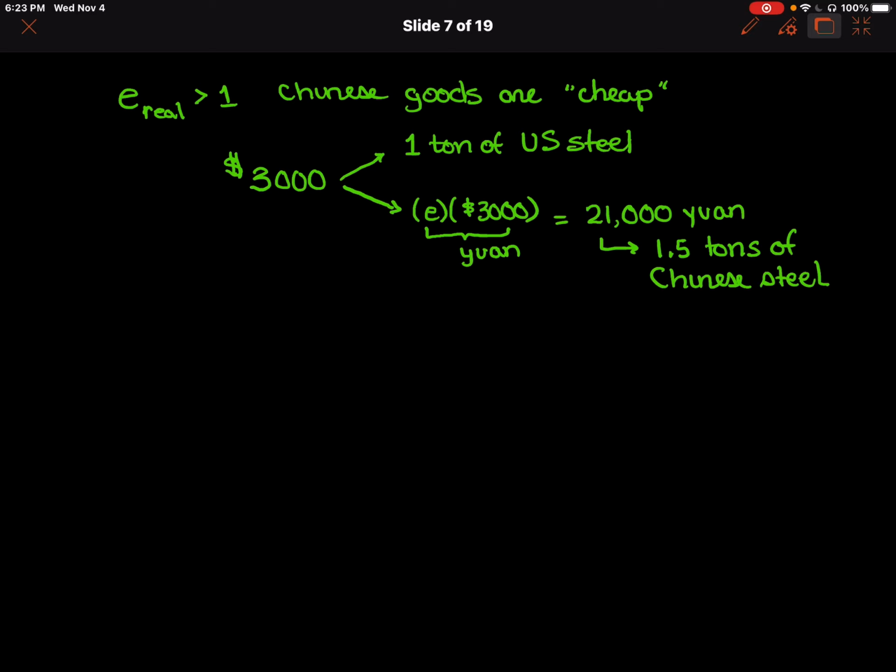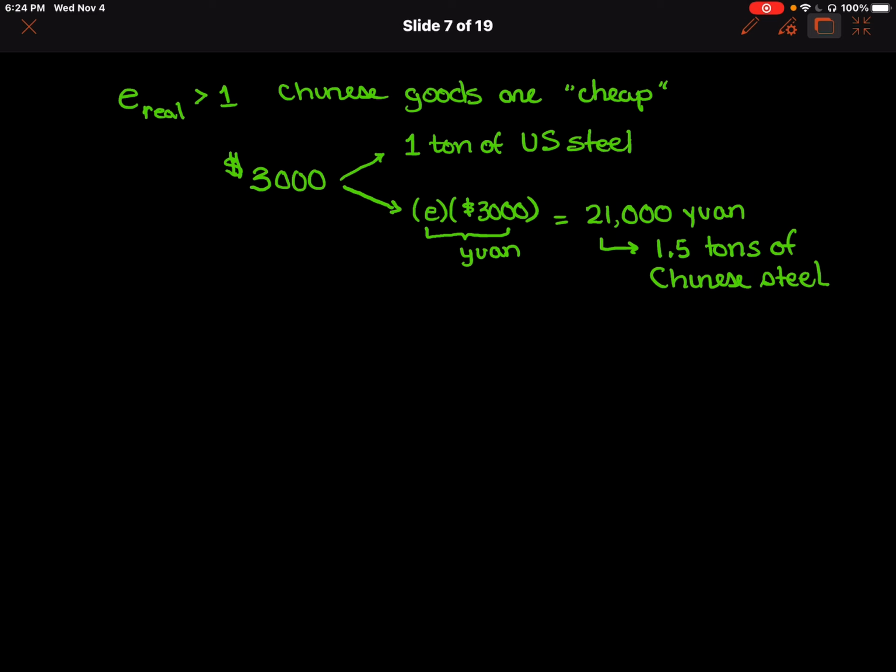So when our framework is that the nominal exchange rate is units of foreign currency per dollar, then when we see the real exchange rate being bigger than 1, or more generally, as we're going to see, rising, it's going to mean that foreign goods and services are becoming relatively cheaper. Now, what we can do with this is move from talking about one particular good or service to talking about the macroeconomy as a whole.